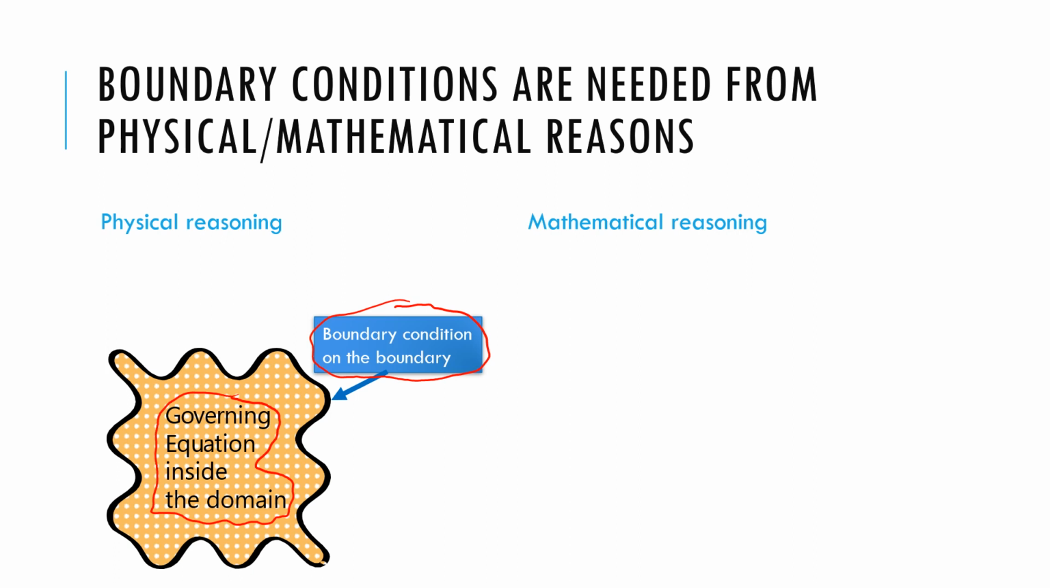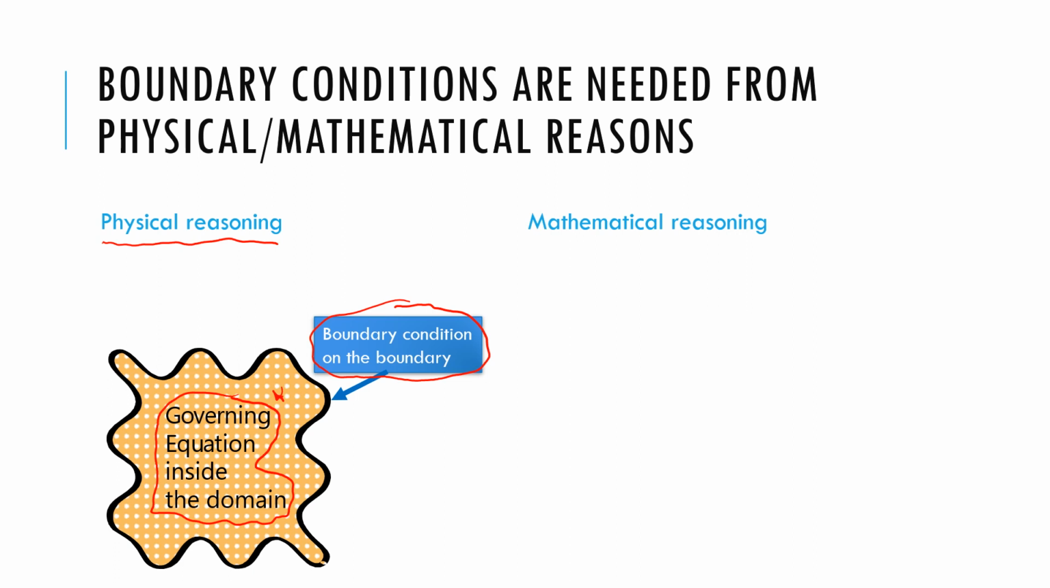Now you can see that the inside is certainly affected by what's going on at the boundary. A good example would be if we put on a jacket, changing the outside boundary condition, we feel warmer inside. So the inside is affected by the boundary. So that's the physical reasoning.